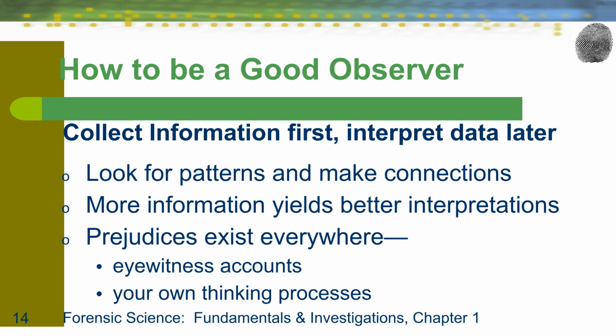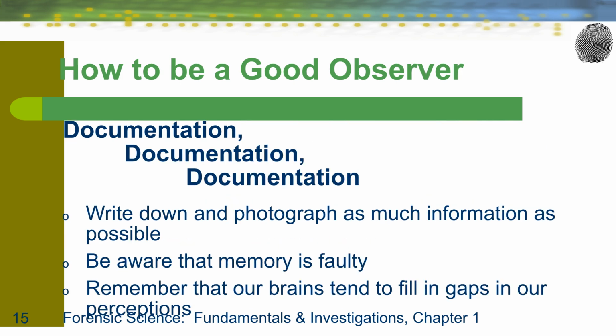It is crucial to collect information first and interpret the data later. Look for patterns and connections, as more information leads to better interpretations. Remember that prejudices exist everywhere, even in your own thinking processes. Finally, the key is documentation. Write down and photograph as much information as possible. Be aware that memory is faulty, and our brains tend to fill in gaps in our perceptions.